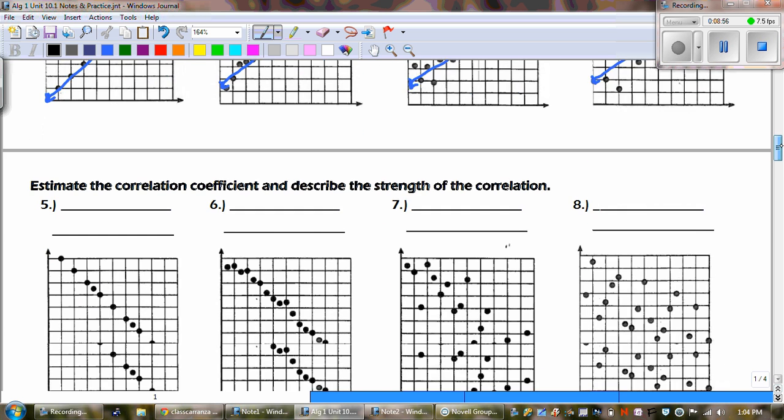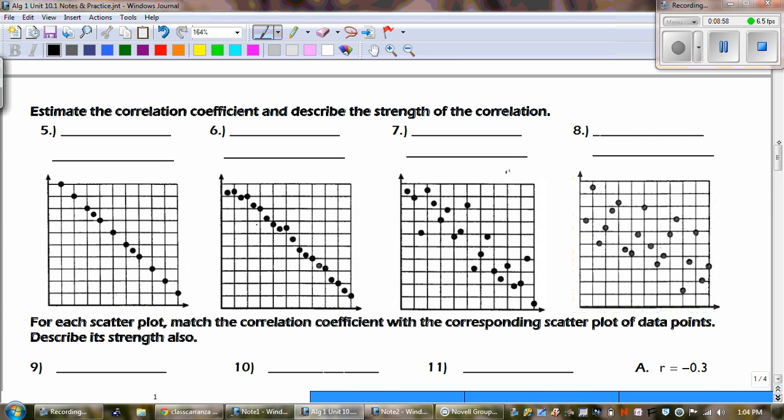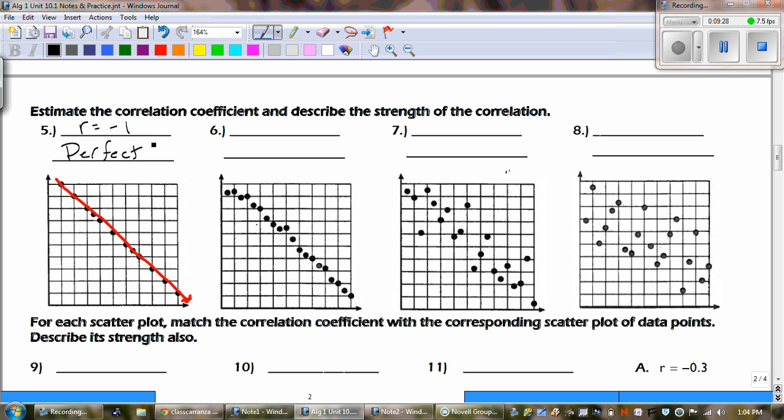Okay, let's flip it over. So now they're asking us to do the same thing, except now all of these ones are negative. So our first one, what do you guys think? Well, it looks like all of them are in a row. Which means that 1, that's going to be -1, and it is perfect. Okay. It's a negative because our slope is negative.